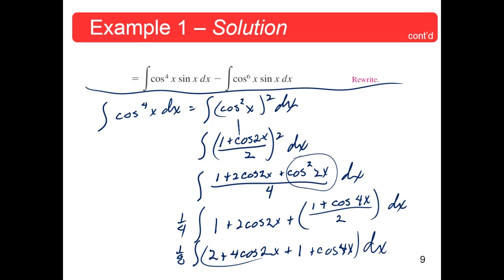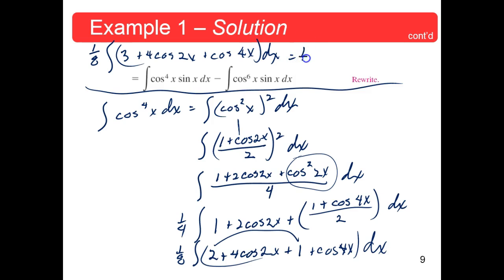Okay? Now, I don't really like that too much, so let's do the 1/8 out here, the integral. Let's combine these two terms and make it 3 plus 4 cosine 2x plus cosine 4x dx. Okay? And again, my question to you, do you want to split that into 3 integrals or just integrate that as it comes? I really don't care. Just keep it together. Okay, let's go with it like it is. Okay, so what's the antiderivative of 3? 3x. Right?